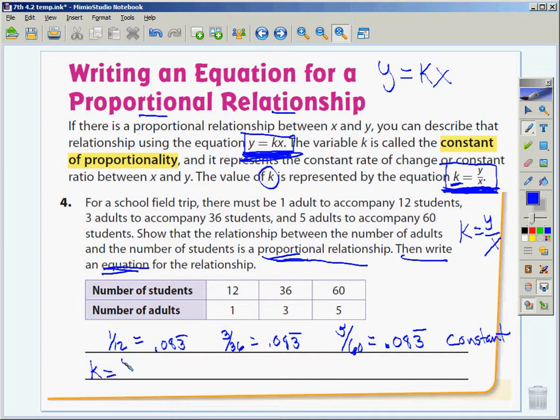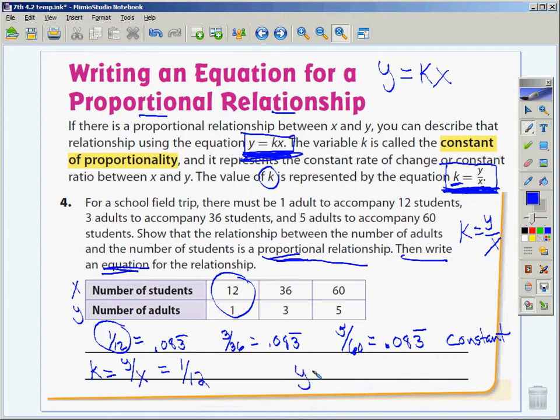K we find by doing Y over X. This is X. This is Y. Y over X was 1 over 12. By the way, 3 over 36 would have reduced to what? 1 over 12. 5 over 60 would have reduced to what? 1 over 12. That's the reason they all came out to the same decimal: they simplified to the same fraction.